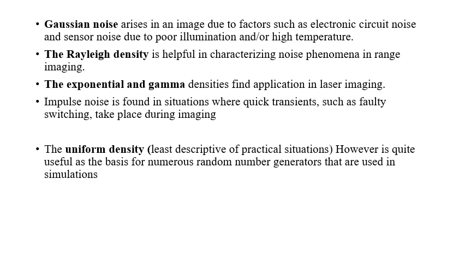The least found in practical situations is the uniform density. The uniform distribution is a very rare case, and such a density usually does not arise, but it is a useful basis for many random number generators that are used in simulation. So these are the conditions where uniform density modeling is applied. But in most cases, it is the Gaussian noise, or the Rayleigh, exponential, gamma, or impulse density. These are the different types of noise distribution functions that can result in the degradation of the image.